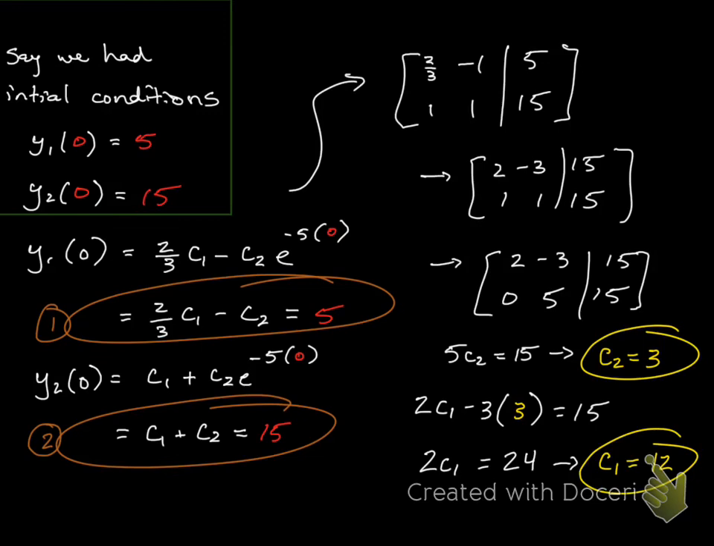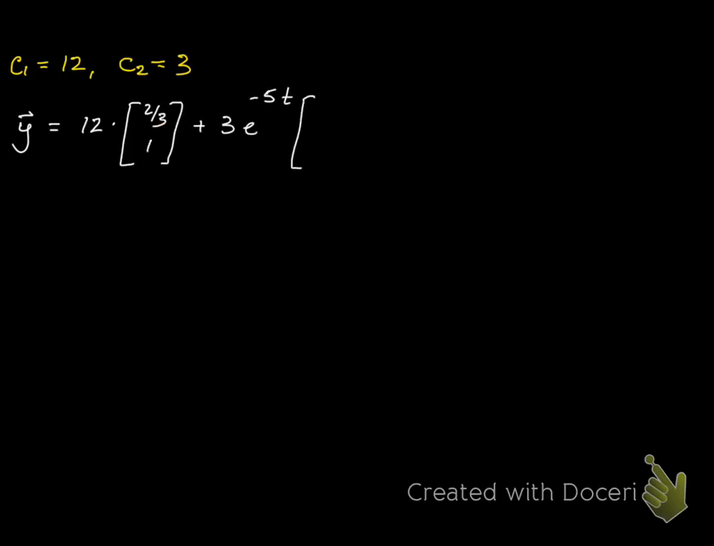Okay, so I have that C1 and C2. Very similar to how I found them before. It's just now the way my solution is I've got two equations and then two unknowns, C1 and C2. And those are prevalent in both solutions, Y1 and Y2. Okay. From here, I just plug them back in. C1 is 12, C2 is 3. So Y should be 12 times my first eigenvector plus 3 e to the minus 5t times my second eigenvector. So where C1 and C2 were, I've plugged in 12 and 3 respectively.